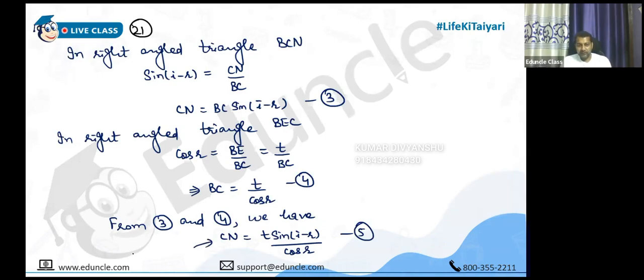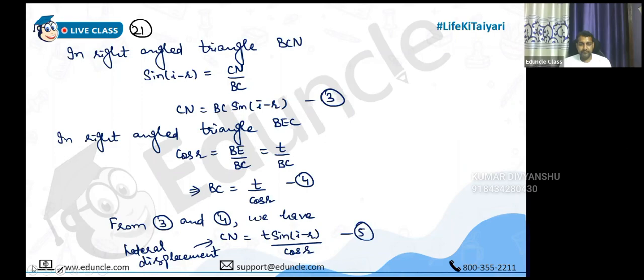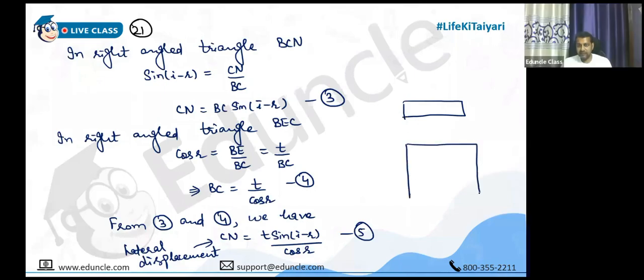So you can see the lateral displacement is proportional to the thickness of the slab. So if you are having two slabs, one is thin and other is thick, the lateral displacement will be more in a thick slab. Lateral displacement is proportional to thickness. If you are having two slabs, one is thin, other is thick, then it will be more in a thick slab. One is like this, other is like this. Okay, that's what I'm saying.